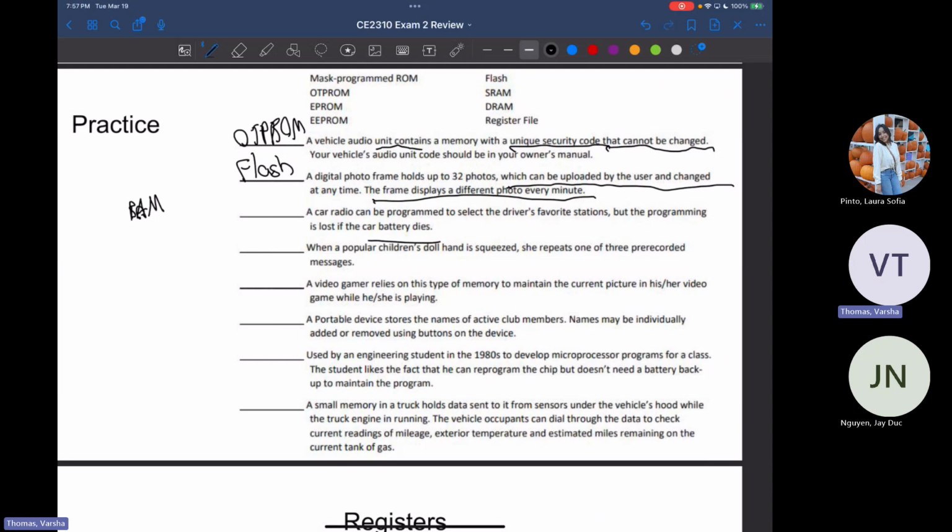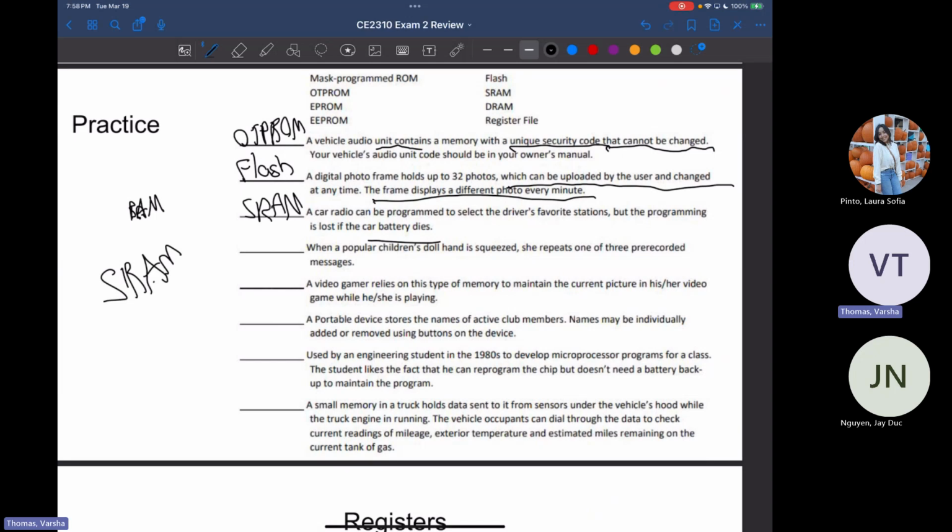And so since the car radio can be programmed to select the driver's favorite stations, it indicates that it can store not as much information as normal things. So out of the three RAM memories, we know that SRAM is the one that can store the least memory. So we'll stick with this one for now. We're going to move to the next one.